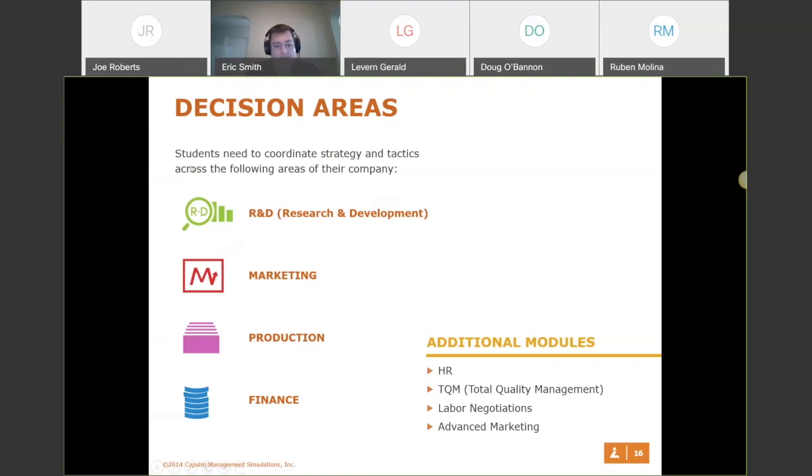Gotcha. So we give students a little bit of time to learn these departments first in round one, all those core functional areas. Then we'll introduce a new wrinkle in round two, and then another new department in round four. Gotcha. Thank you.